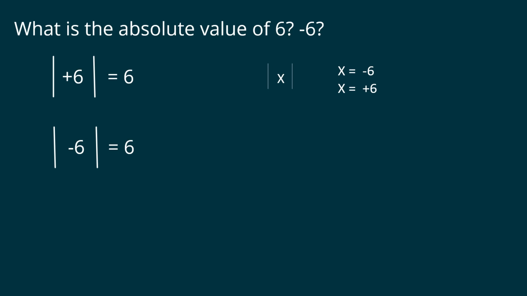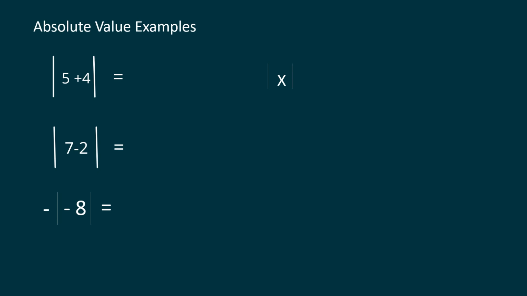So let's have an example. Here. So we have here absolute value of 5 plus 4. So first is to just copy the absolute value sign. You just add first the number or whatever the indicated operation inside that absolute value. So that is 5 plus 4, that is 9. And then get the absolute value of 9, that is 9. Here, again, 7 minus 2, that is 5. And the absolute value of 5 is 5.